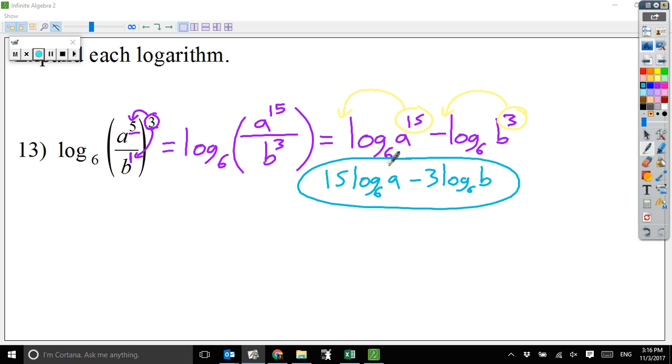And that should set you up to be able to do all the rest of the problems on the classwork and on the homework.